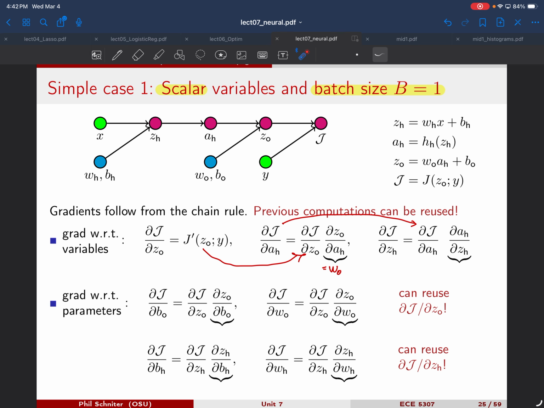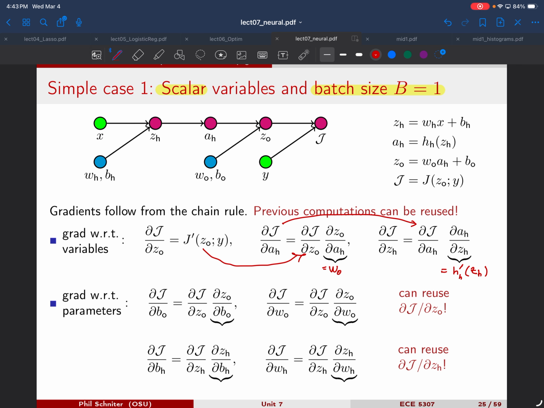So we need to take the derivative of this at ZH, which is something I computed in the forward pass. So if we're using primes to denote derivatives, then how would you express the derivative of AH with respect to ZH? This is just some function. It could be a sigmoid, it could be a ReLU. We'll just assume it has a derivative called H prime. So it's H sub hidden prime, that derivative evaluated at ZH, which is a known quantity.